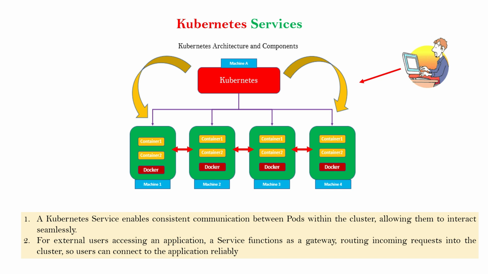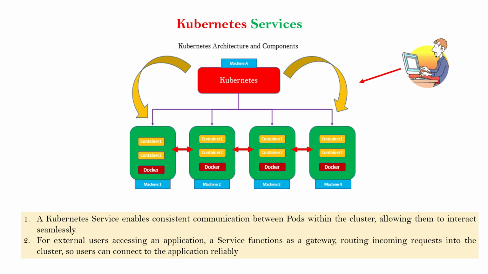A Kubernetes service enables consistent communication between pods within the cluster, allowing them to interact seamlessly. That means if we have multiple worker nodes where multiple pods are running, and inside the pods multiple containers are running, then to allow communication between all the pods and containers, we define services. Along with that, for external users accessing an application, a service functions as a gateway, routing incoming requests into the cluster so users can connect to the application reliably.